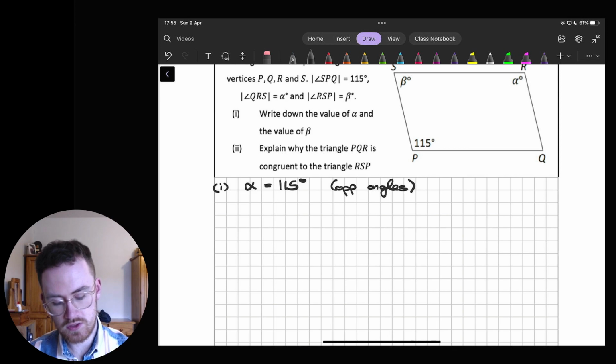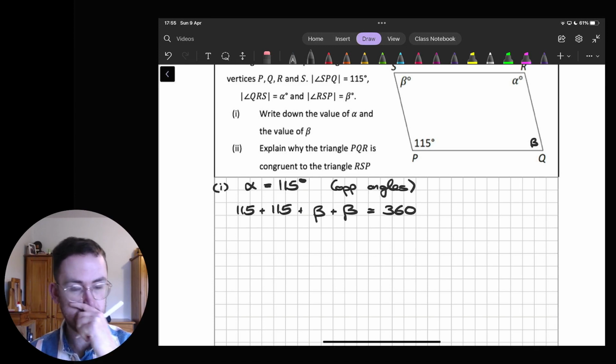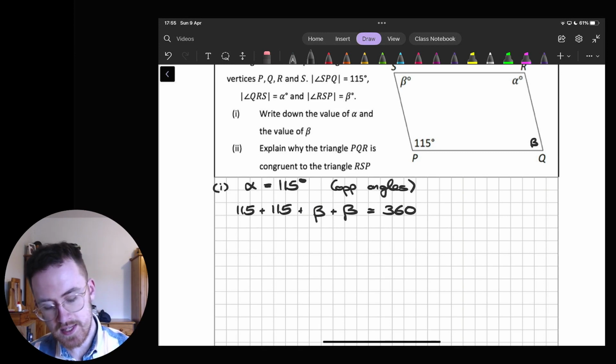So that's going to be 115. Then we have 115 plus 115 plus beta, because this one will be the same. They should add up to a total of 360 degrees, because the four angles in a quadrilateral add up to 360 degrees. So think of your square with each angle being 90, or your rectangle with each being 90. So they should add up to 360.